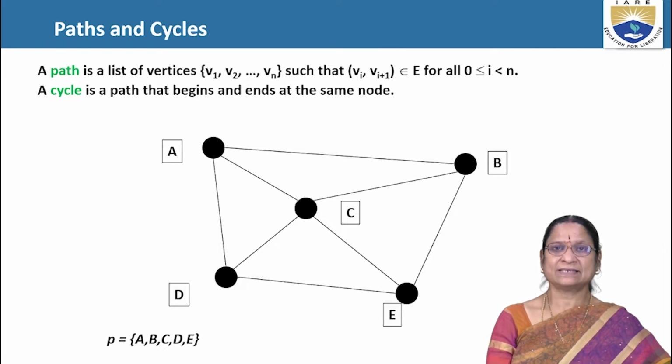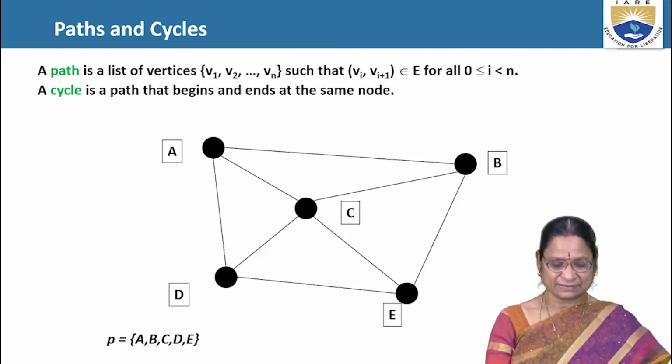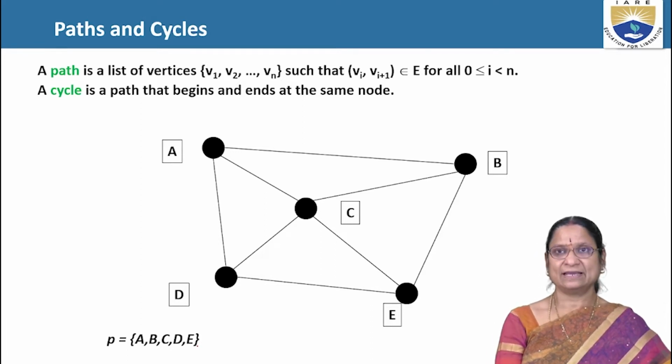A cycle is a path in which the last vertex is connected to the first vertex. If it begins and ends with the same vertex, then we will call it a cycle. In the following graph, for example, if you observe P equal to A, B, C, D, E, that means A to B and B to C and C to D and D to E.